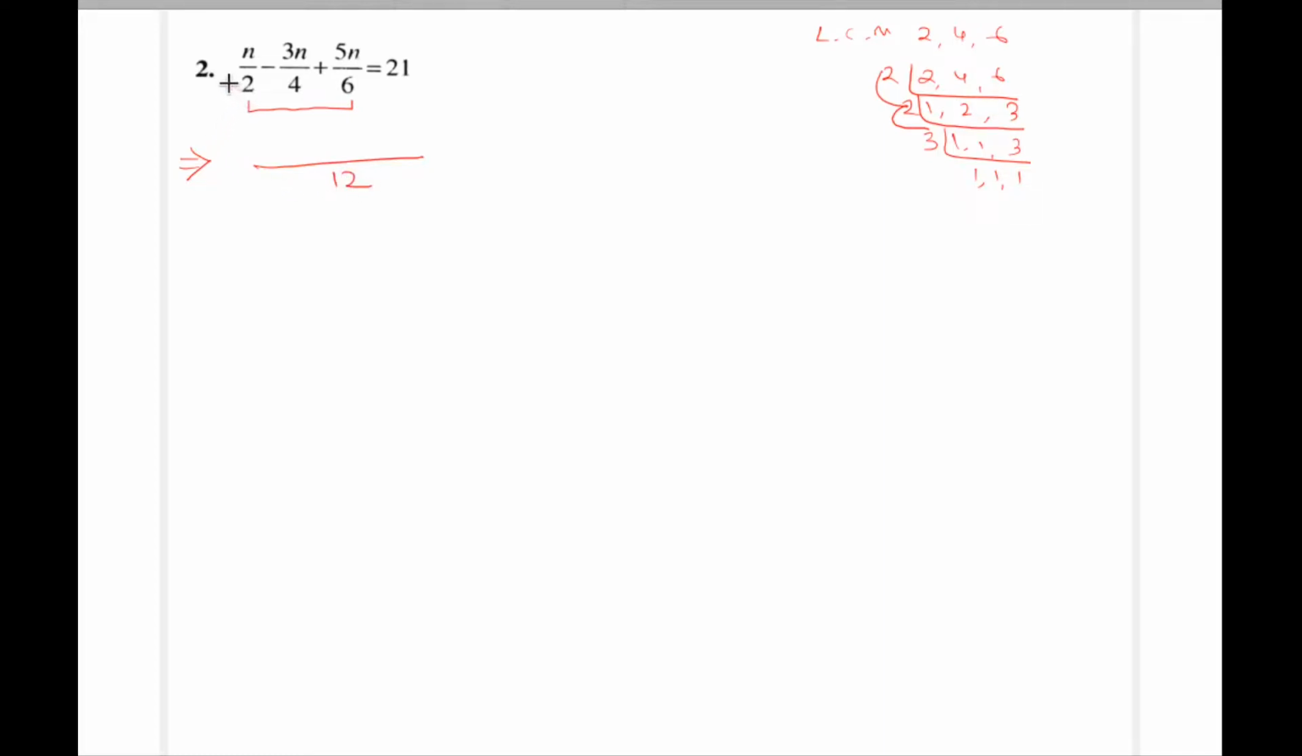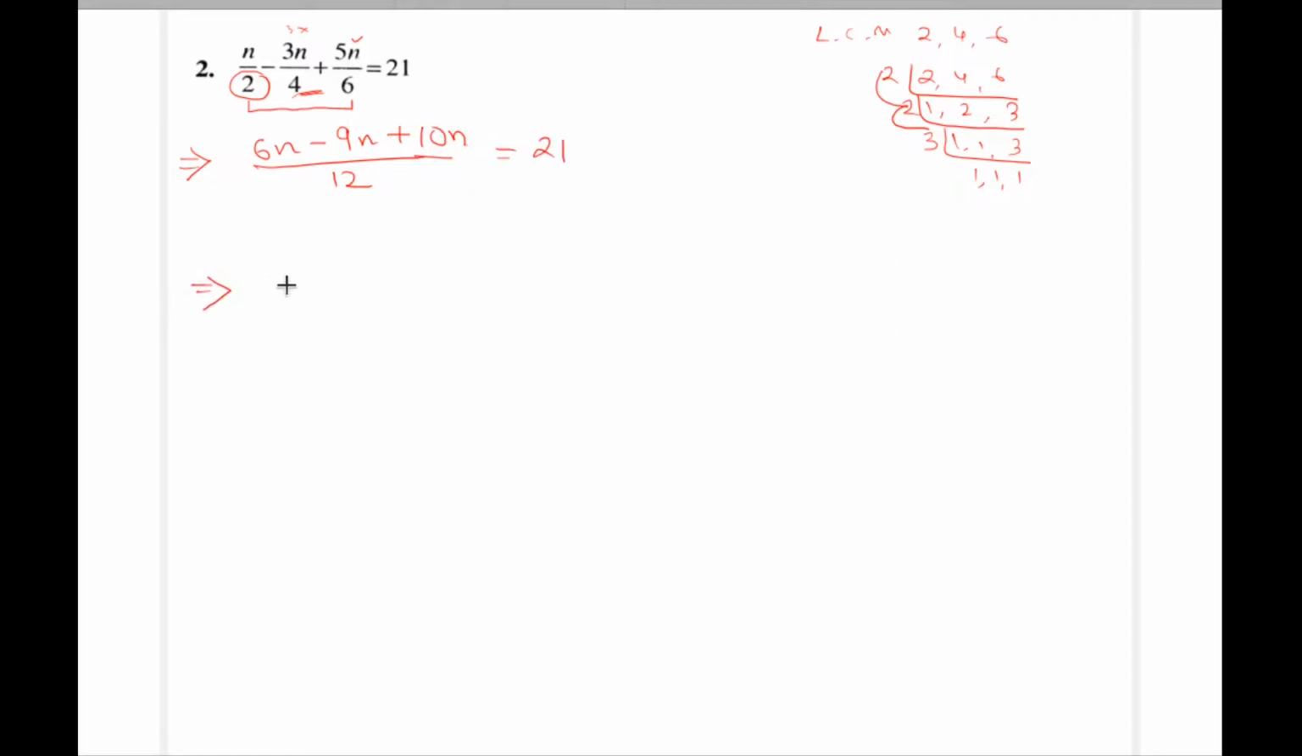Now see, here in the denominator we have 2 and here it is 12. So we have 6, that means 6 multiplied by n is 6n. Minus, 4 and 12, that is, we have to multiply here by 3. 3 multiplied by 3n, that means 3 threes are 9n. Now plus symbol, 6 and 12, so we have to multiply here by 2. So 5 twos are 10n equals to 21.